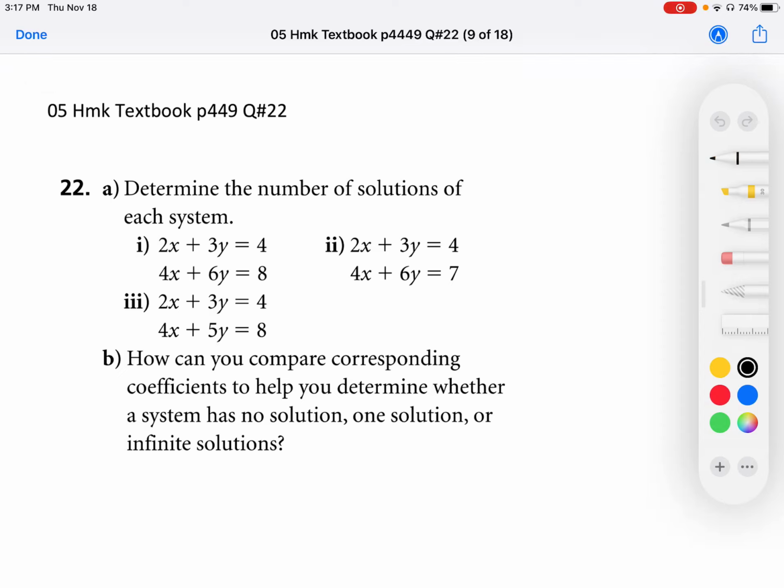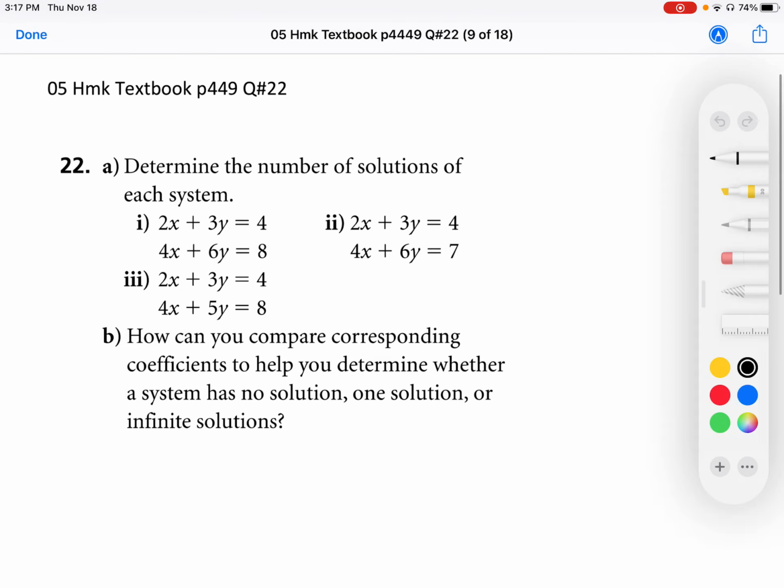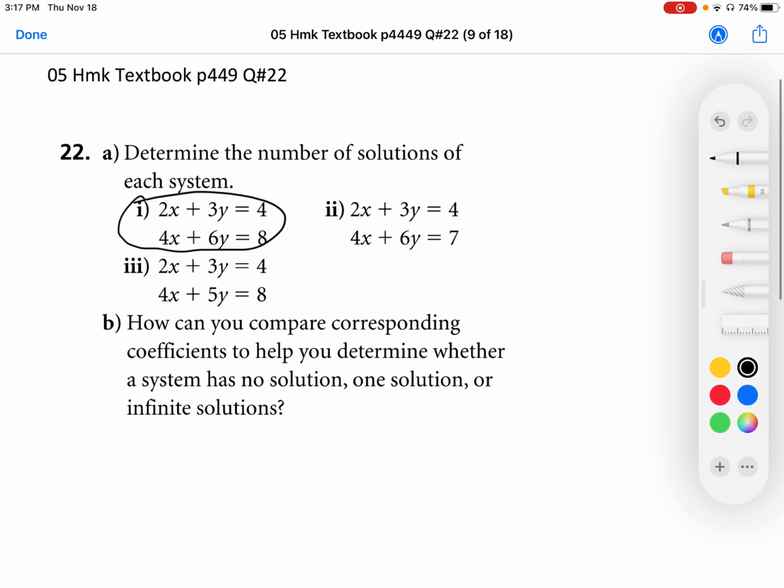So part A, which says determine the number of solutions for each system. So we could take a look at number one, and we could just graph these equations, and we can try to see if they are on top of each other, if they are parallel and separate, or if they are different slopes and they intersect once. But there are easier ways to do this.